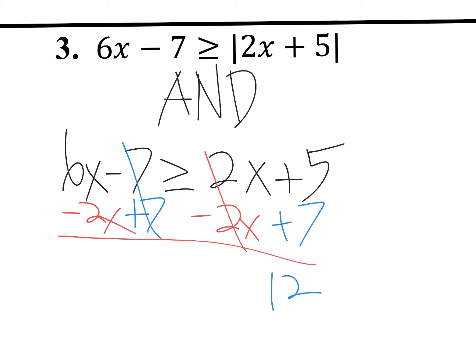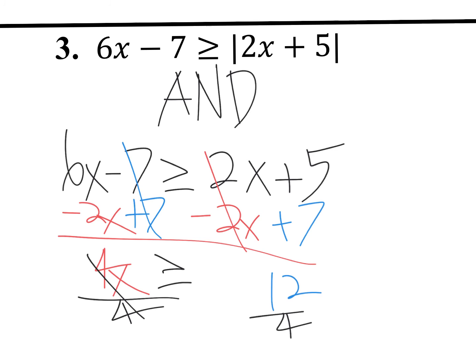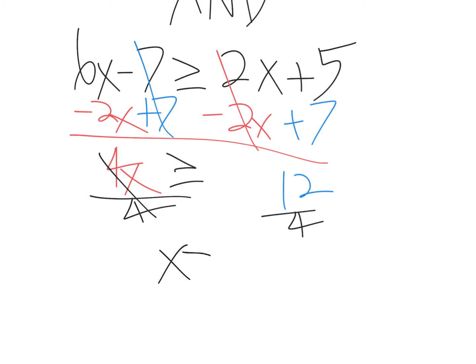So I'm going to get 12 there, and 6x minus 2x is 4x, and I'm going to bring down that greater than or equal to sign, and don't forget to write your x. So we can divide by 4 on both sides, and I'm going to get x is greater than or equal to 12 divided by 4 is 3.